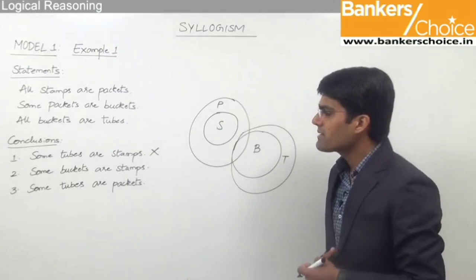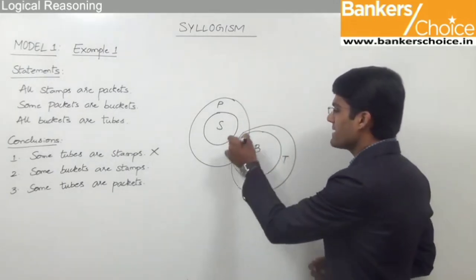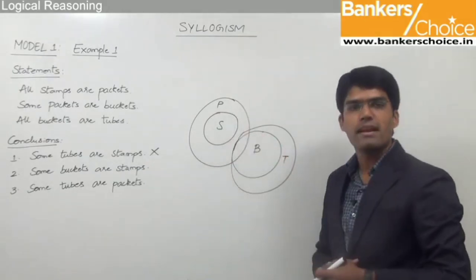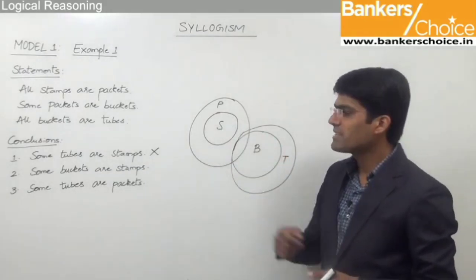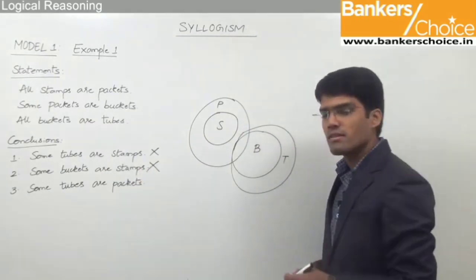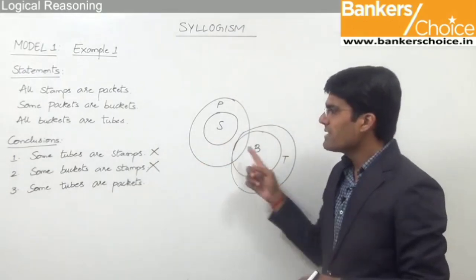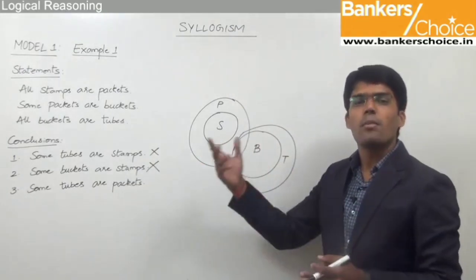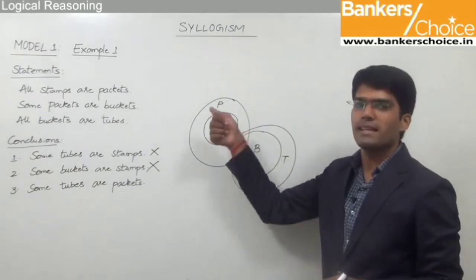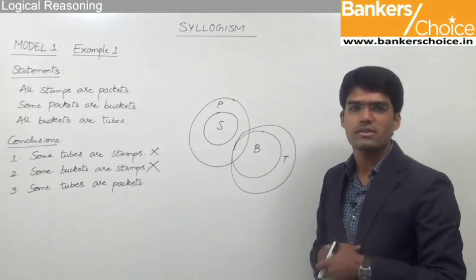The second conclusion is some buckets are stamps. So again, going by the basic diagram, these are the buckets and here we have the stamps. As you can see, there is no overlapping between buckets and stamps. But the conclusion says some buckets are stamps. So we can say that even conclusion 2 is false because it does not follow the basic diagram. So once the conclusion is false in the basic diagram, we need not worry about the other diagrams. Why? Because even if this conclusion comes out to be true in some other case, here it fails. And once it fails the basic diagram, we can say that it is a false conclusion.